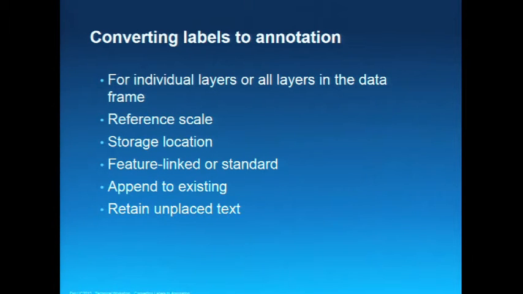And then retaining your unplaced text. If you've used the labeling toolbar and you're setting up your labels, some of you may have used the show unplaced labels. You click it, you get them all in red, and you see just how far you have left to go to get them all on there. You do get to a certain point where you just can't use those properties to get the text on, and that's normally when you convert over to annotation because you want to do that hand editing to get them on.